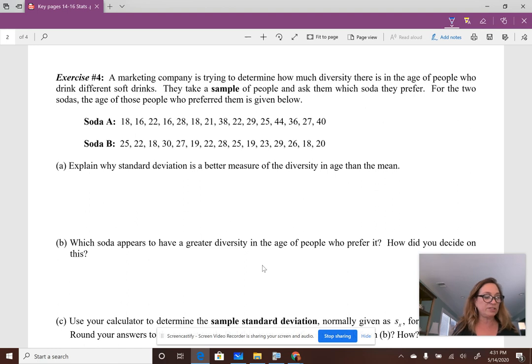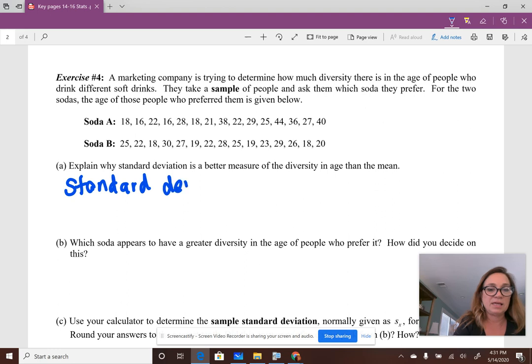All right, so they want to know how much diversity. So when you're looking for diversity, you want standard deviation or IQR. The mean is more of a summary, but standard deviation tells you about variety or diversity. So standard deviation is better. Think about those things. Standard deviation is better as it is a measure of spread.